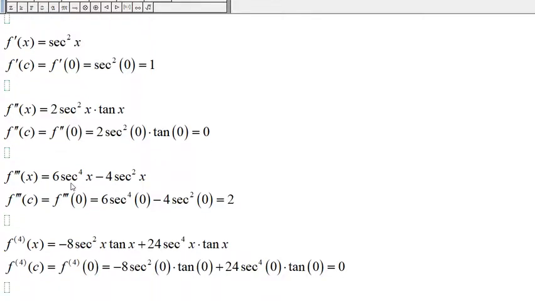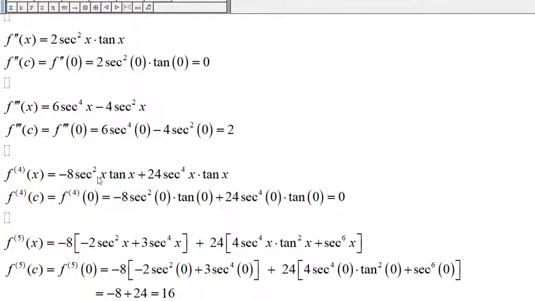The third derivative comes out to be 6 secant to the 4th of x minus 4 times secant squared of x. Evaluating at 0, this would be 1, this would be 1, so it would be 6 minus 4, which is 2. The fourth derivative comes out to be this. And then in the place of x, if we have 0, this will be 0, so that makes this term 0, and this will be 0, so that will make this term 0. And so we get 0.